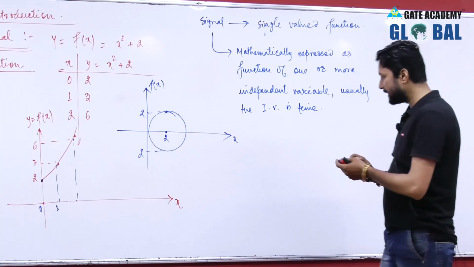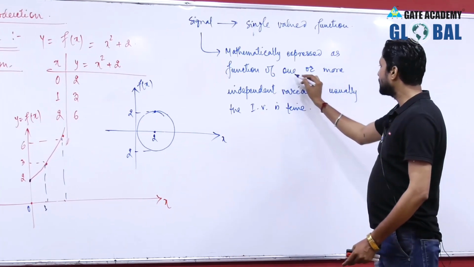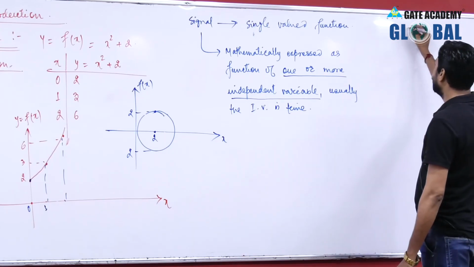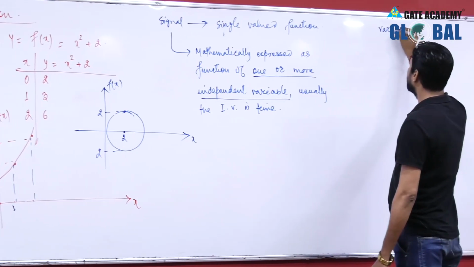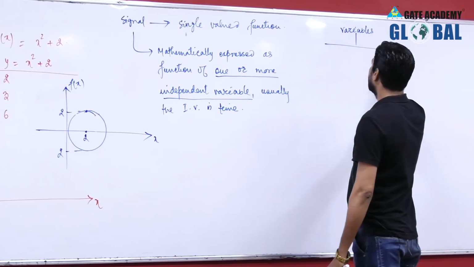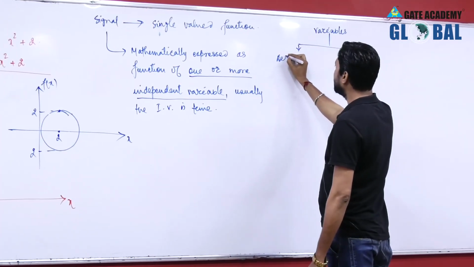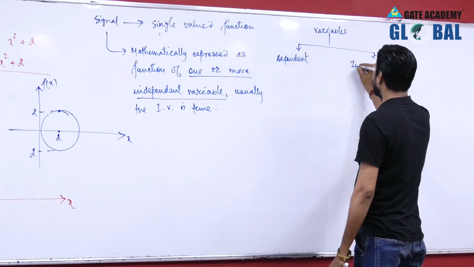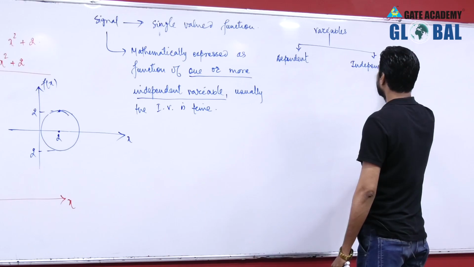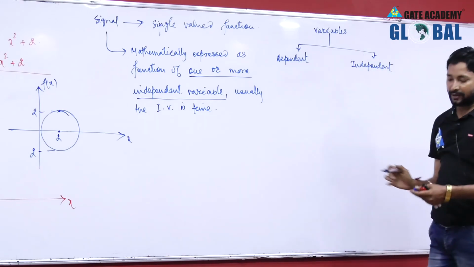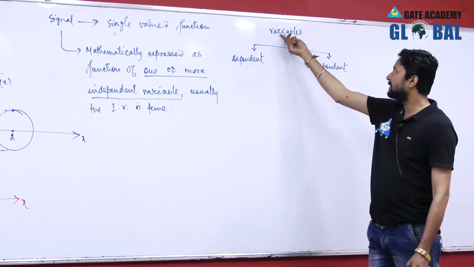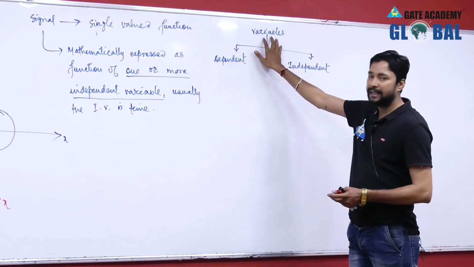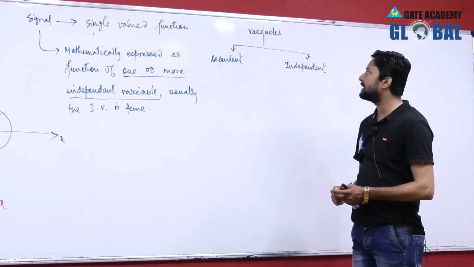Now here are two points: one or more independent variables. First, let us look at variables. Whenever you talk about variables, there are two types: one is the dependent variable and the other is the independent variable. By the name, a variable suggests anything that is varying. If a quantity is varying, then it is called a variable.